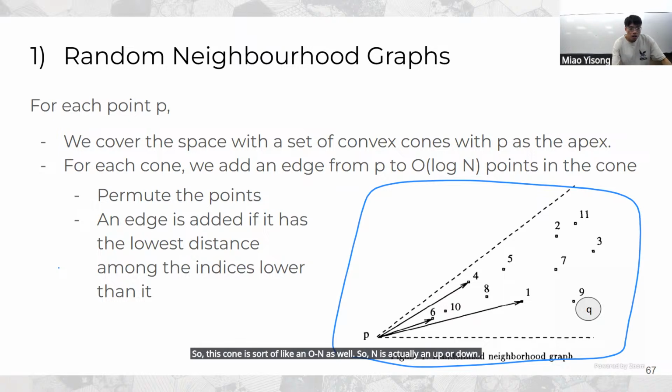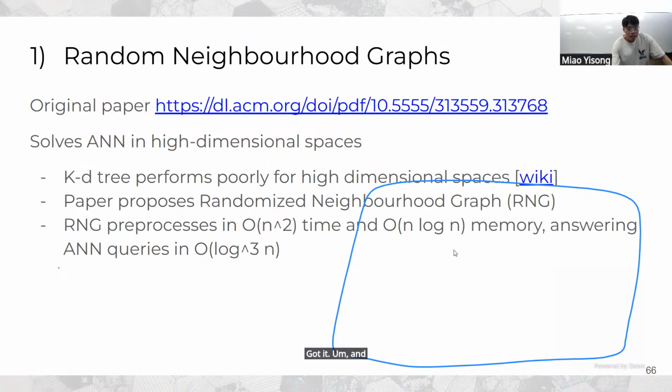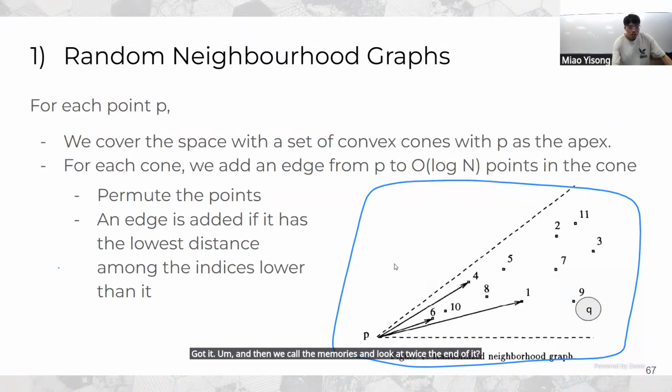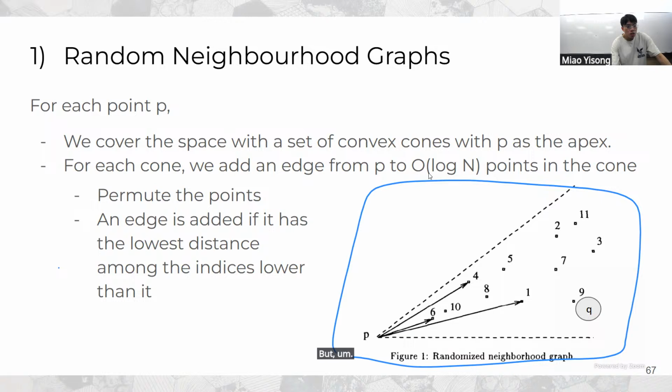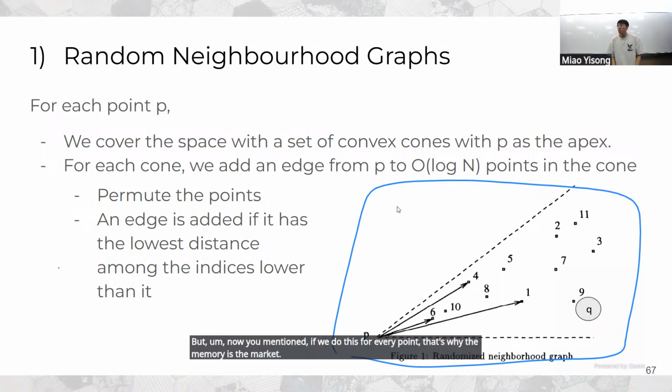And if we recall, the memory is n log n. Why is it n log n? Because there's a proof that if we randomize this, we will extend to at most O(log n) points. I'm not exactly sure why it's log n, but if you imagine we do this for every point, that's why the memory is n log n. This makes sense.